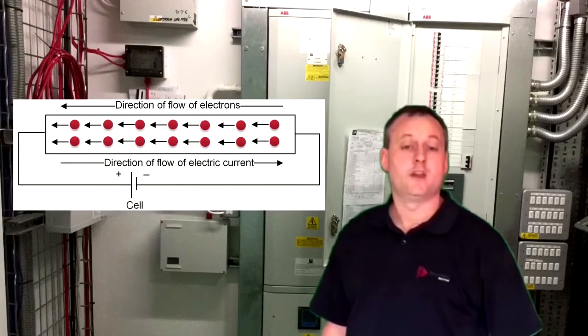In order for current to flow, we need to apply an EMF, an electromotive force, to the conductive material. And we saw in our previous presentation, that's caused in three ways: chemically, magnetically, or thermally.